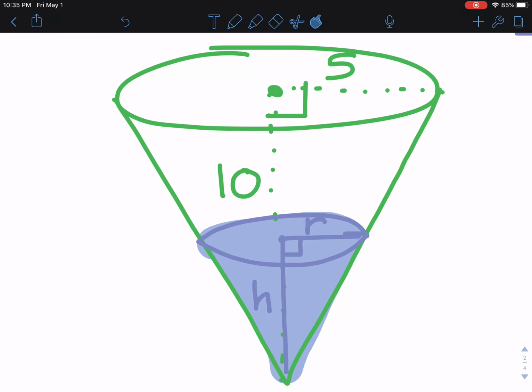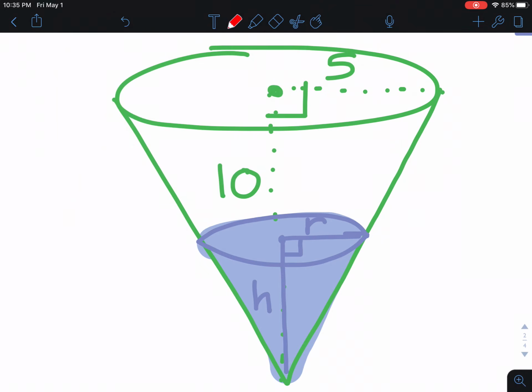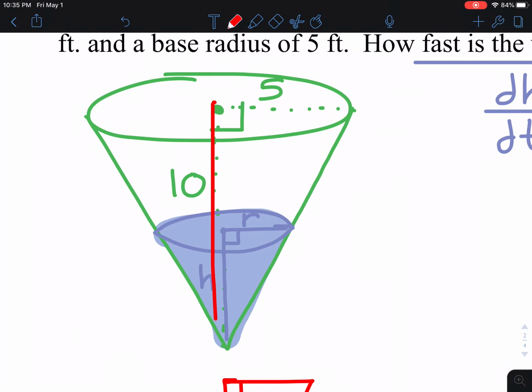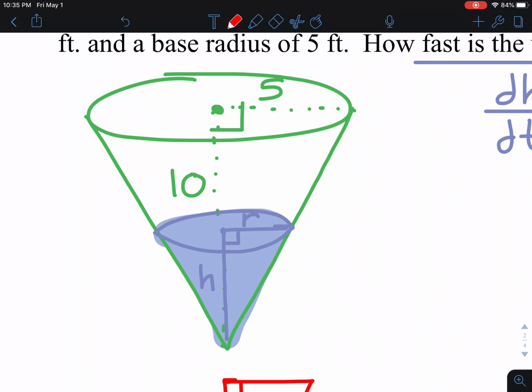And more importantly, what I'm going to focus on here are the similar triangles inside of my similar cones. So I'm just going to focus, for example, on this big triangle for the tank cone, and then for the water cone. These are similar triangles. They're similar by angle-angle similarity. You do not need to remember that for this, but you should.